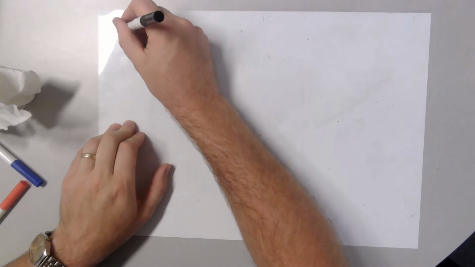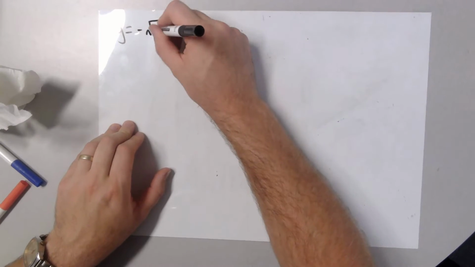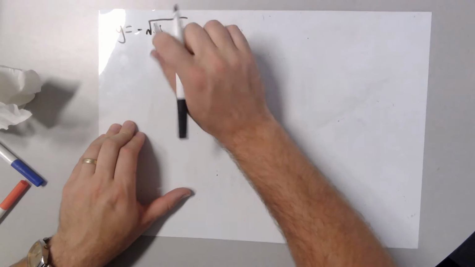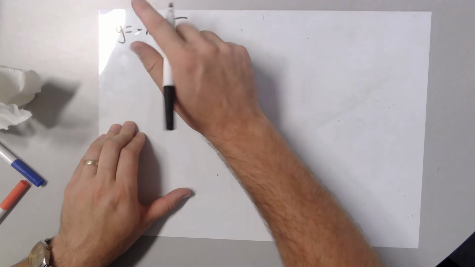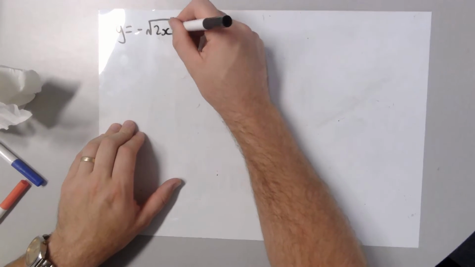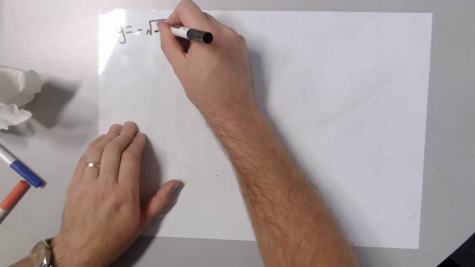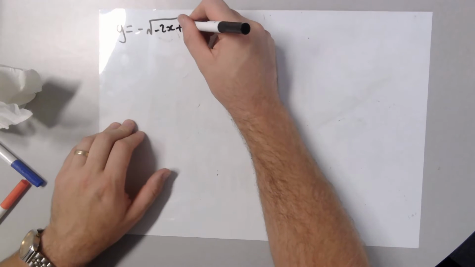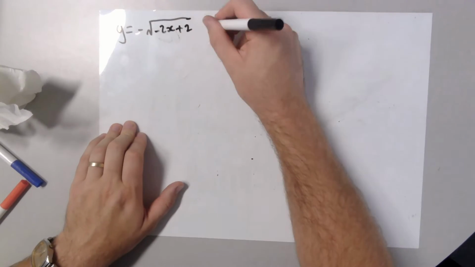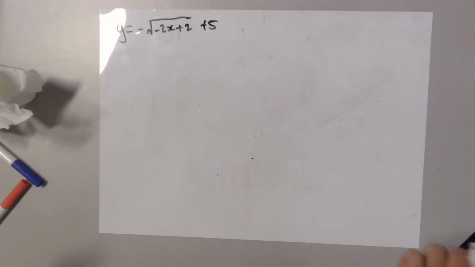Second worked example for this one. Let's go with y equals negative square root of x. Actually, I'm going to change this slightly and say negative 2x plus 2a plus 5. Okay, so what we need to think about, what's my original function?